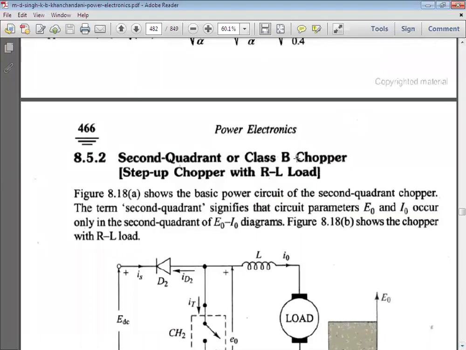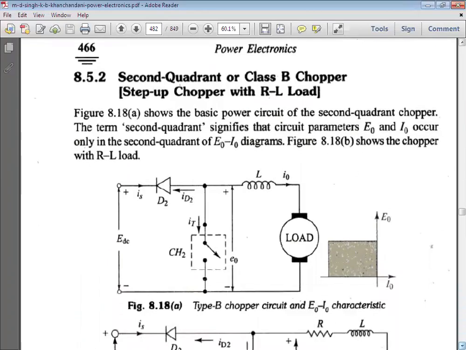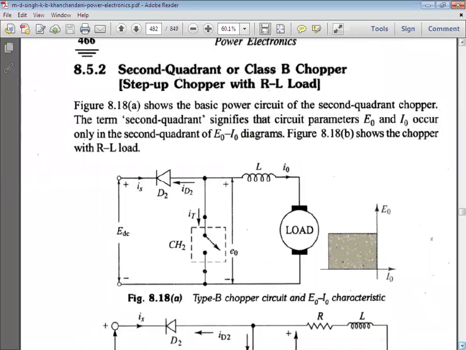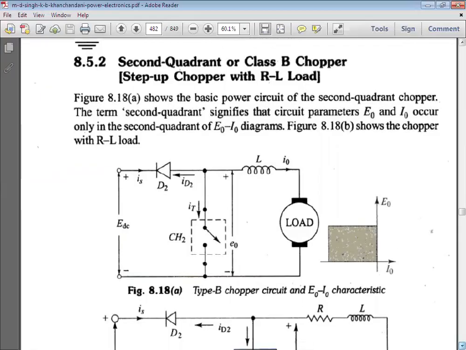chopper or class B chopper. This is also called a step up chopper, and this is the second quadrant chopper. Why is it called a second quadrant chopper? Because here, you can see in this graph, the output voltage is positive and the output current is negative.